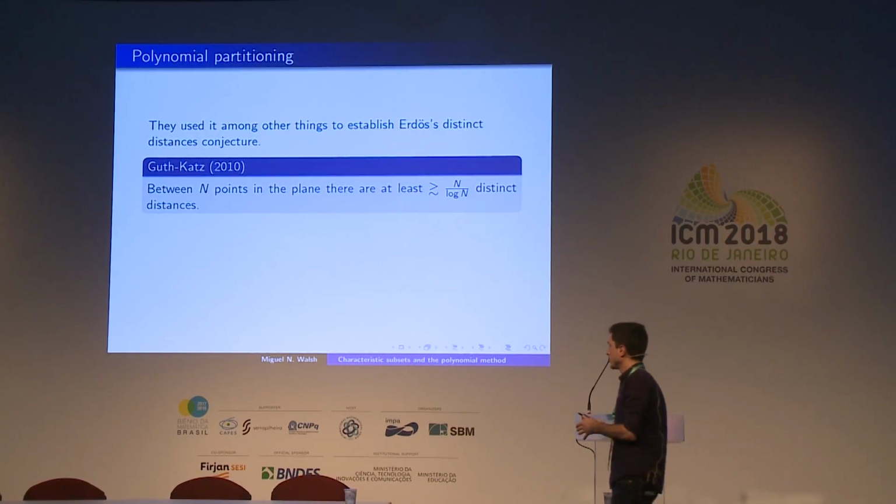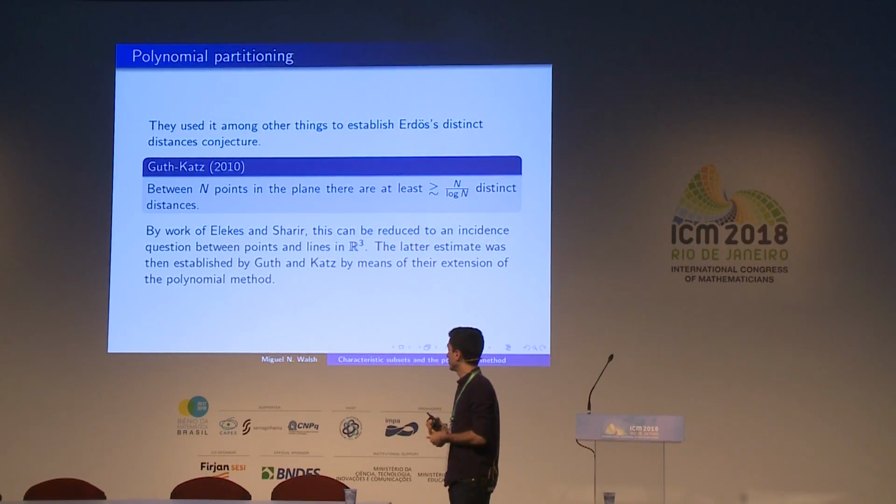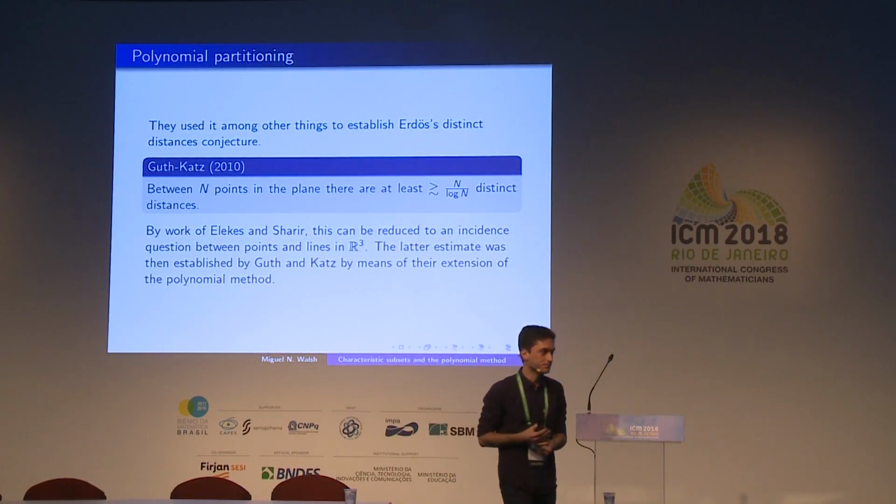And the reason they could establish this is because by work of Elekes and Sharir, this can be reduced to an incidence question between points and lines in R^3. And the latter estimate was then established by Guth and Katz by means of their extension of the polynomial method that I just described.